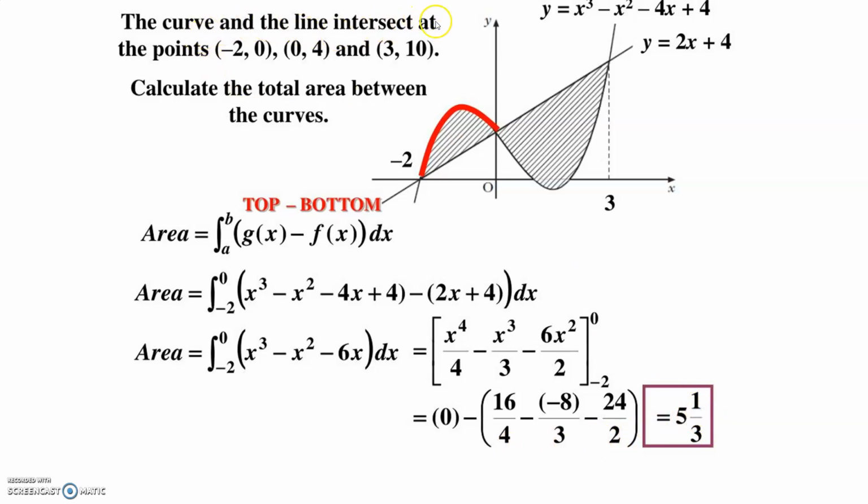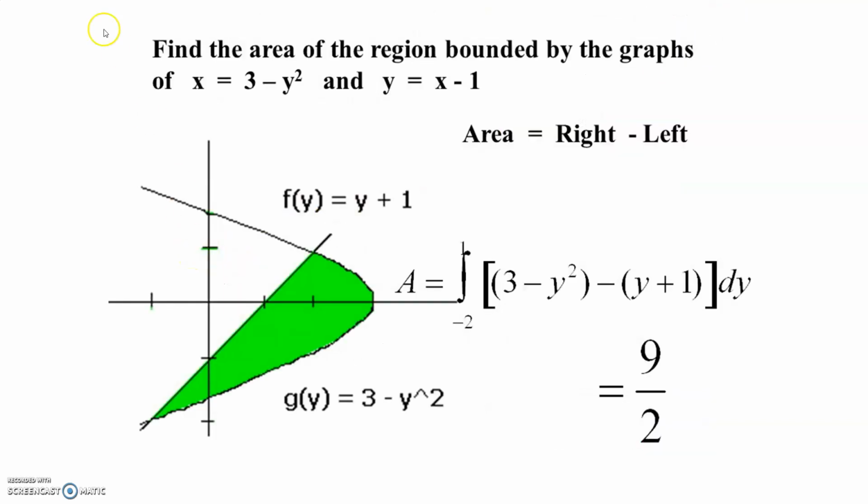The curve and the line intersect at the points minus 2 comma 0, 0 comma 4 and 3 comma 10. Y is equal to x cube minus x square minus 4x plus 4 and y is equal to 2x plus 4 in this given expression. Find the area of the region bounded by the graphs of x is equal to 3 minus y square and y is equal to x minus 1.